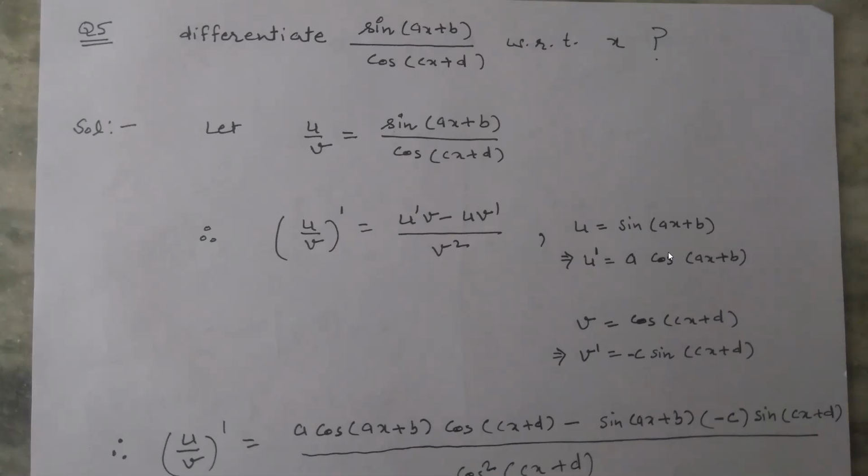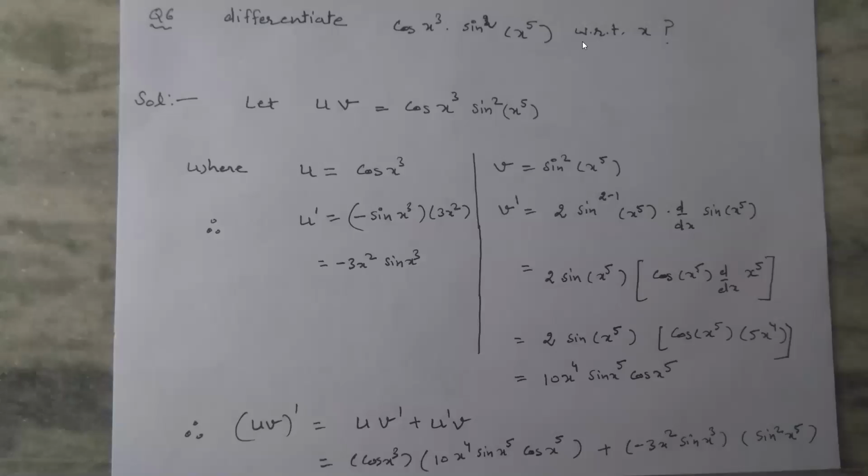u dash, that is a into cos of ax plus b, into v, v is cos of cx plus d, minus u, that is sine of ax plus b, into v dash, v dash is minus c into sine of cx plus d, upon v square. v square is cos square of cx plus d. So this is question number 5.